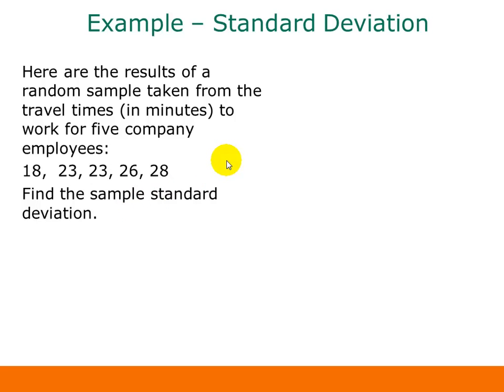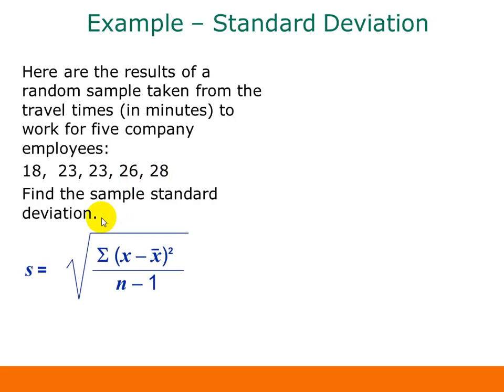So here are the results of a random sample taken from the travel time in minutes to work for 5 company employees. So these are our data values, 18, 23, 23, 26, and 28. And we're going to find the sample standard deviation. We're going to use this formula. So the first thing we need to note in order to use this formula is what is the mean for the sample, because that needs to go there.